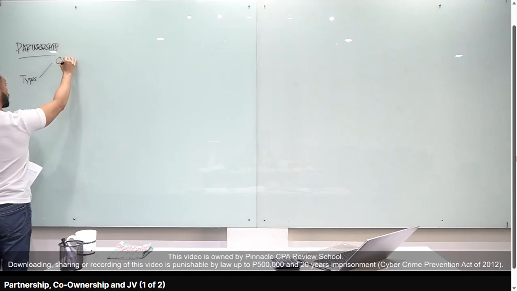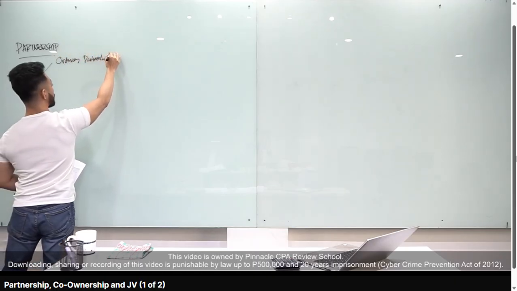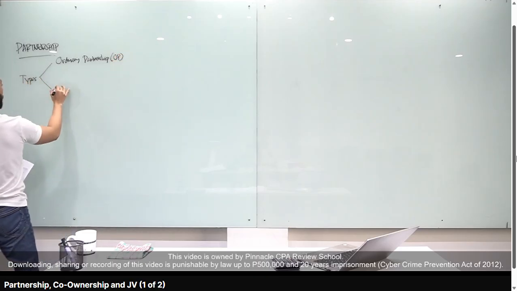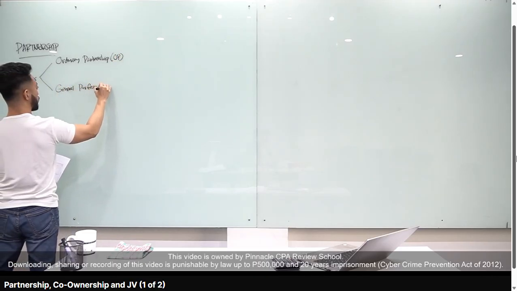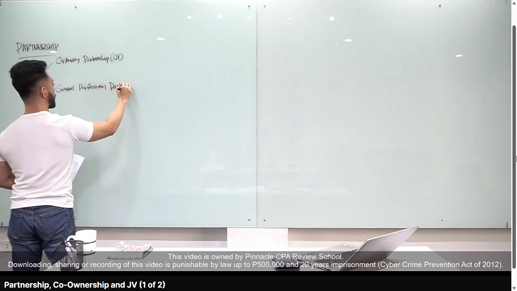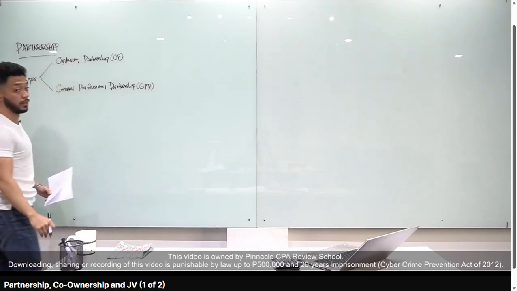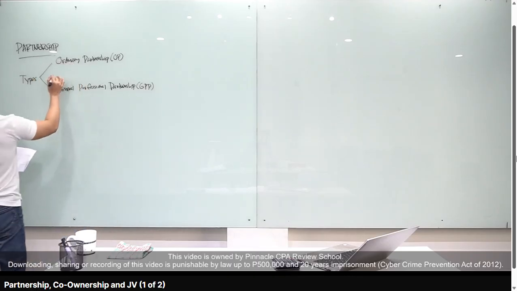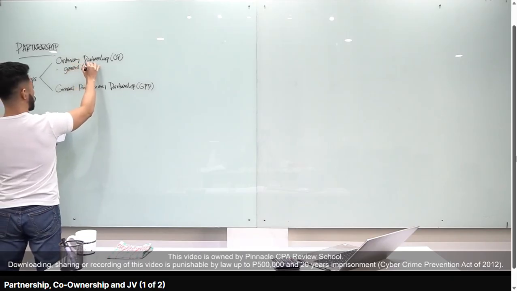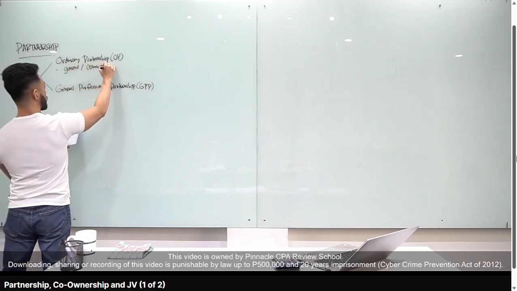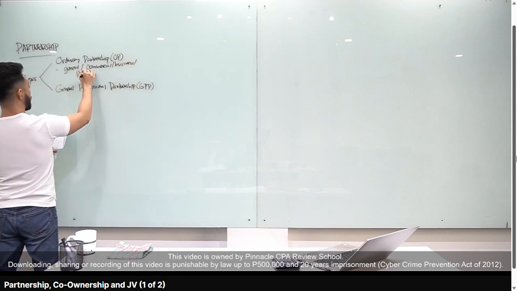Number one is ordinary partnership or OP. And the second one is the general professional partnership or GPP. Alright? So we have the OP and we have the GPP. Now class, ordinary partnership is also called general partnership, commercial partnership, business partnership, and partnership in trade.